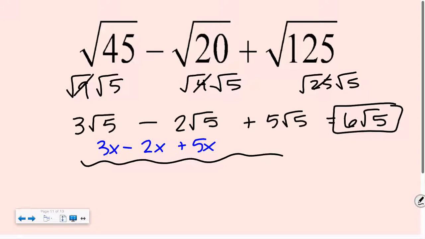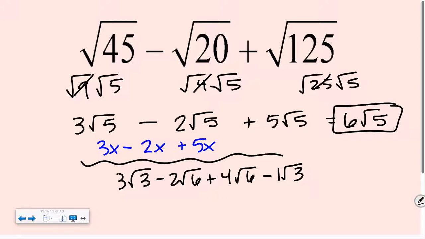Okay. Side note here. Square root 3 minus 2 square root 6 plus 4 square root 6 minus 1 square root 3. I want to simplify this. I'm going to combine like terms, the things that have like radicands. So my square root of 3: 3 square root 3, negative 1 square root of 3 gives me how many square root of 3s? 2. So I'd say 2 square root of 3.